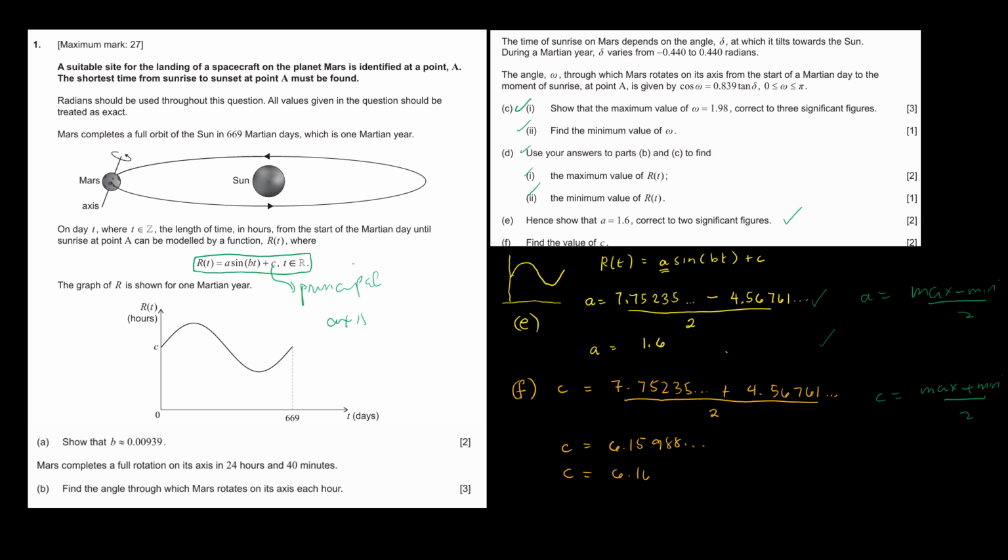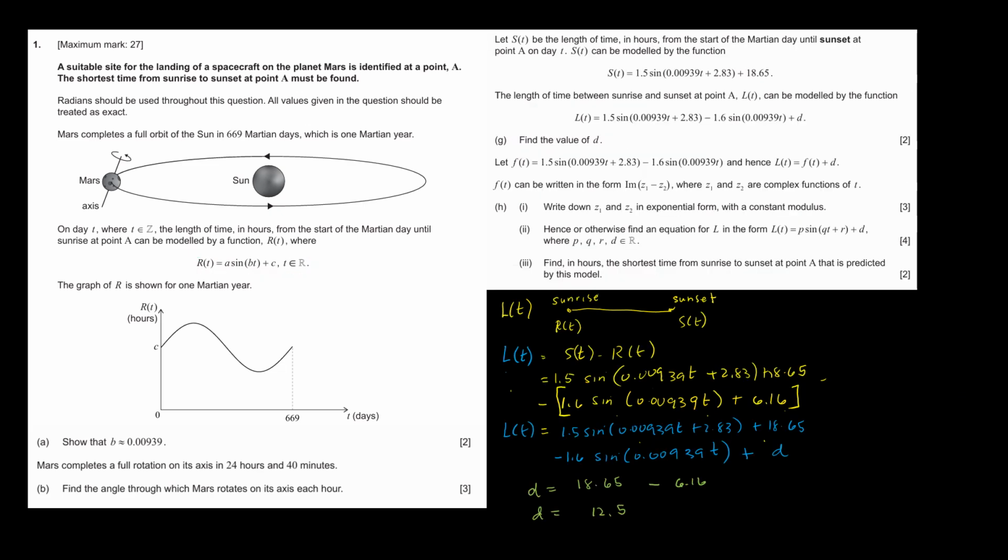Okay, so we have 6.16. For letter G, this is letter G. Find the value of D. Let's go back to the problem.